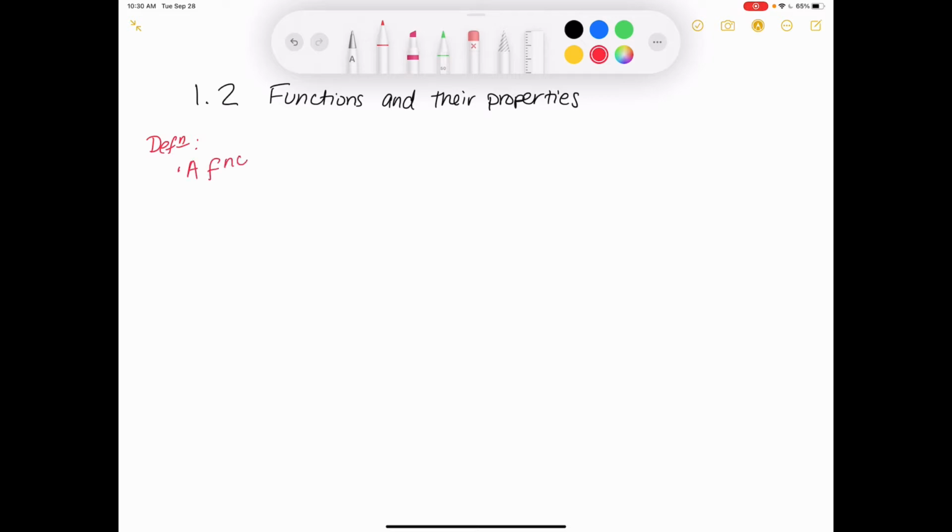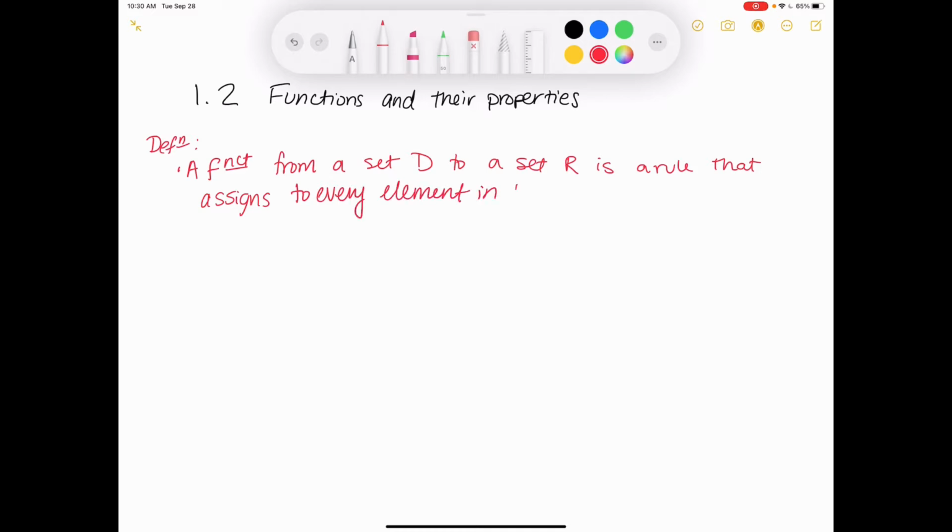A function from a set D to a set R is a rule that assigns to every element in D a unique element in R. Okay, D being the domain of the function, and R being the range of the function.